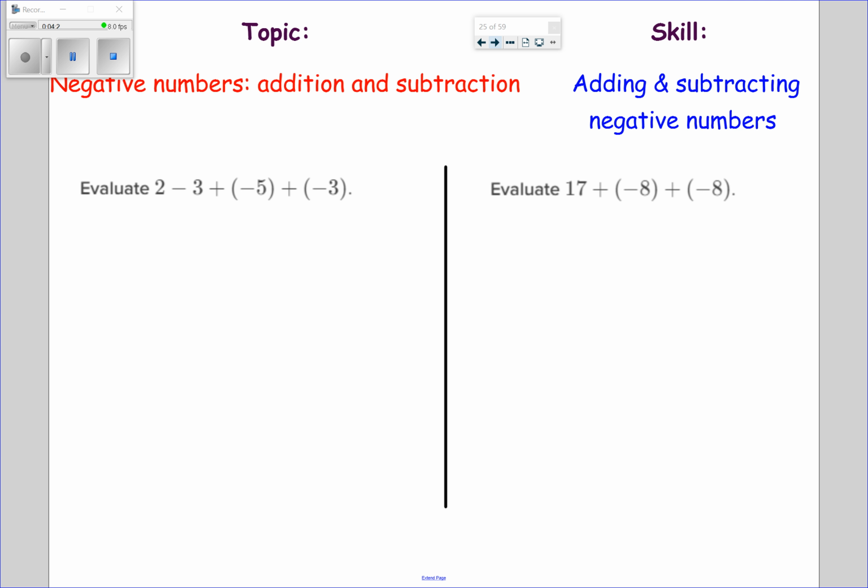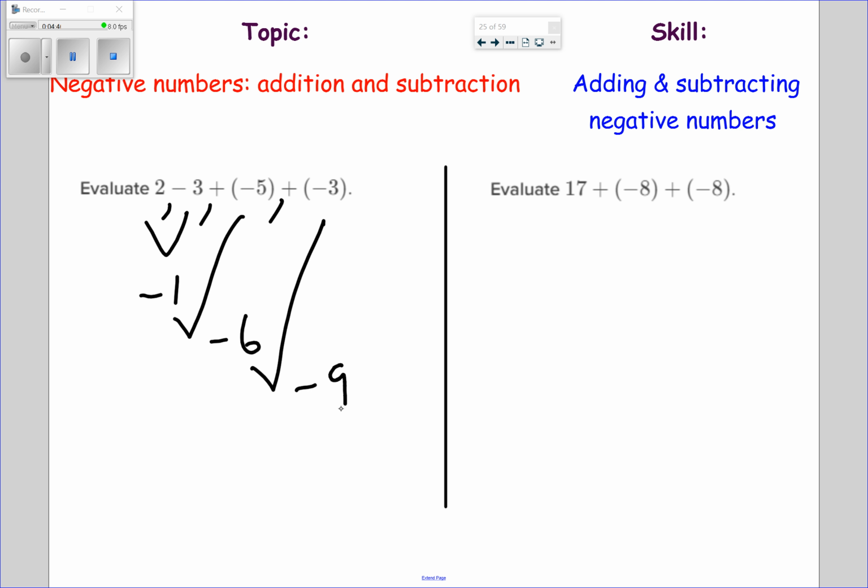Let's move on to the next one. 2 minus 3 plus negative 5 plus negative 3. Do I need to make any double negative changes? Absolutely not. So I can just put my commas in. So 2 and negative 3 is negative 1. Negative 1 and negative 5 is negative 6. Negative 6 and negative 3 is negative 9. So just want to check that. 2 minus 3, negative 1. Negative 1, negative 5, negative 6, negative 6, and negative 3, yep, negative 9.